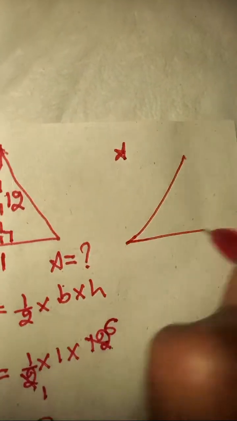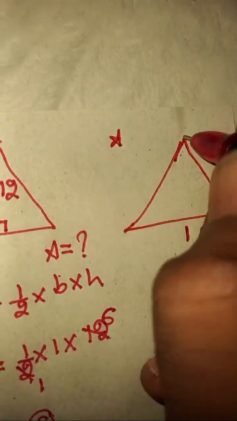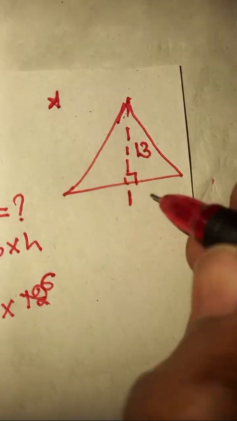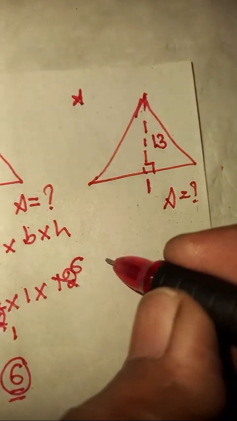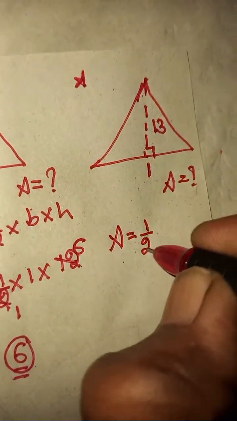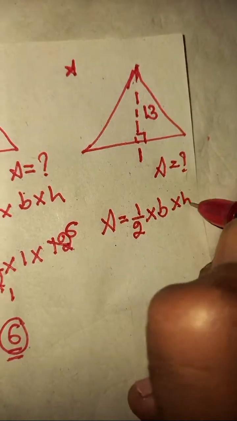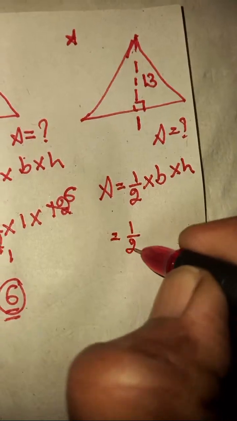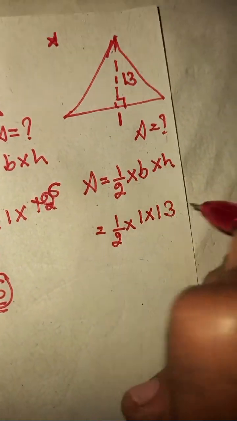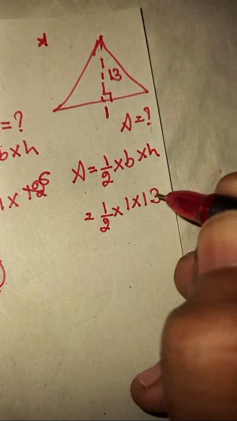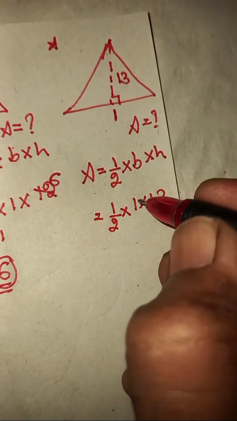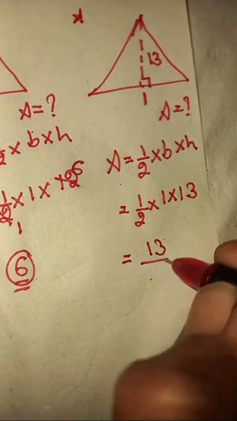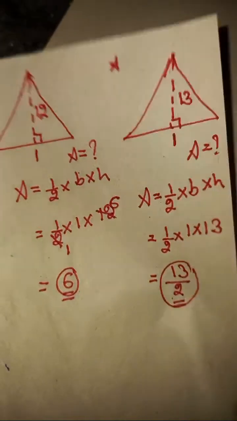In this triangle they have given the base length as 1 unit and the perpendicular height as 13 units. Here also you need to find out the area, and find the area of the triangle as half times base times perpendicular height. So here you're going to get half times 1 times perpendicular height 13. You cannot divide 2 and 13, so 1 times of 1 is 1 and 1 times of 13 becomes 13, so it becomes 13 by 2 square units.